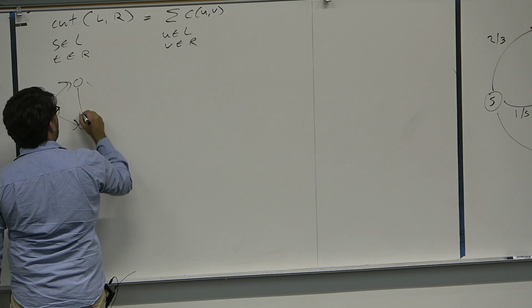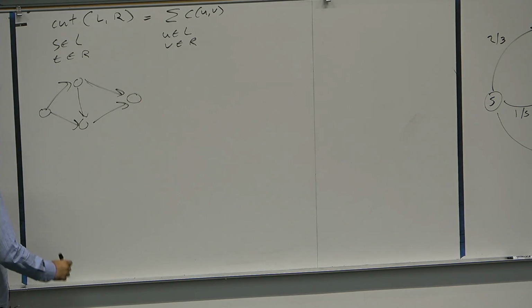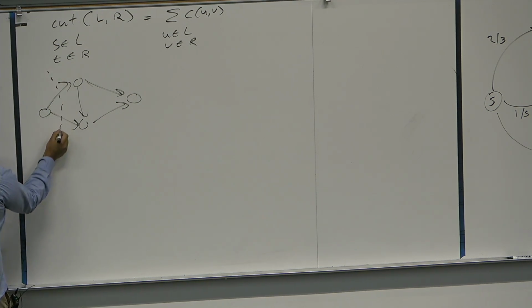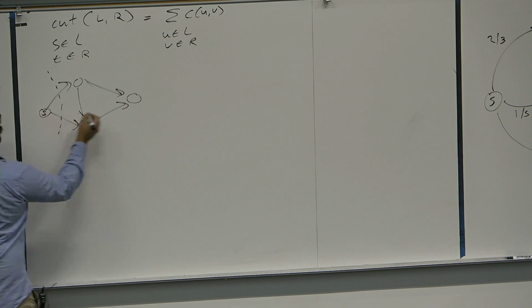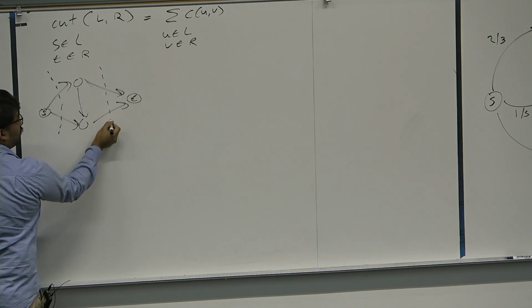The cut of a flow network is defined to be some partition of the vertices into lefts and rights, and then you sum over the capacities. For example, this is a cut, right? And then you would sum those two outgoing edges. This is also a cut.